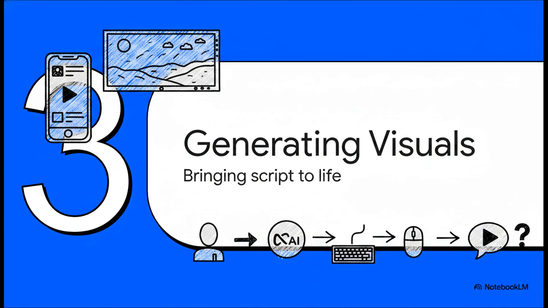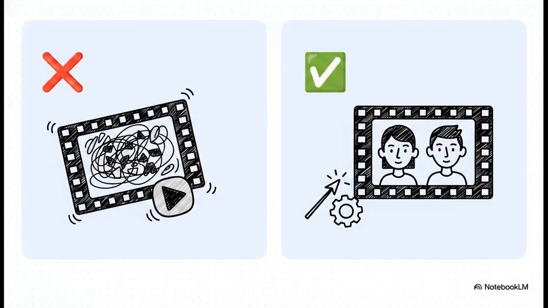Which brings us to step 3, generating the visuals. This is all about bringing that script to life by pasting our scene prompts right into Meta AI and setting our aspect ratio to 16:9. Now, take a look at the chaotic default animation option over on the left. Do not use this for narrative storytelling. I can't stress that enough.